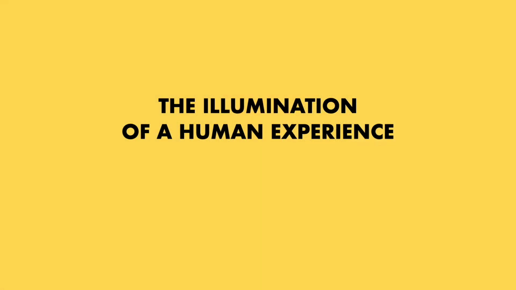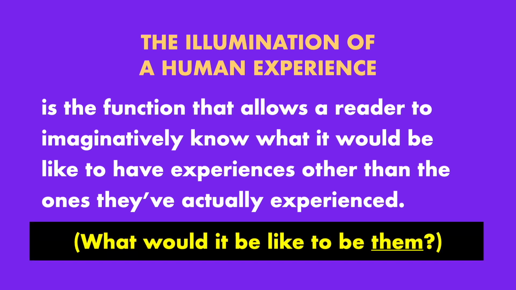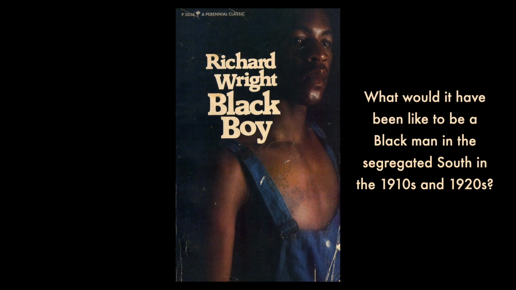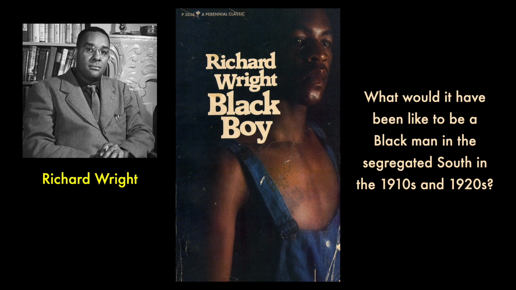Context is closely related to what I call the illumination of a human experience. This is the function that allows a reader to imaginatively know what it would be like to have experiences other than the ones that they have actually experienced. For example, in Black Boy by Richard Wright, I can get a sense of what it would have been like to have been a young black man in the American South in the 1910s and 20s after slavery, but decades before the modern civil rights movement.